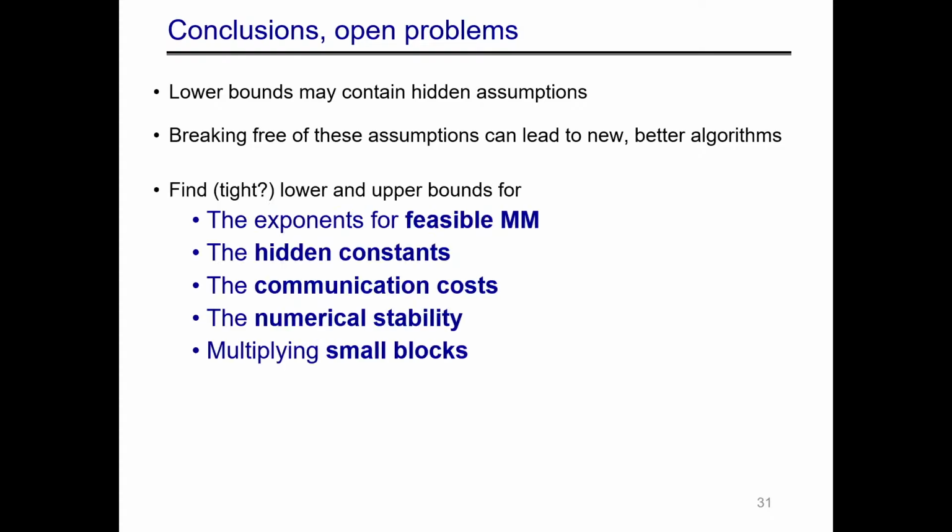And open questions include improving the exponent for feasible input size, obtaining lower bounds on those, improving the hidden coefficients, hidden constants in the algorithms, and obtaining lower bounds on those. Communication avoiding, both lower bounds and upper bounds, improving numerical stability, and obtaining better algorithms for the small blocks.